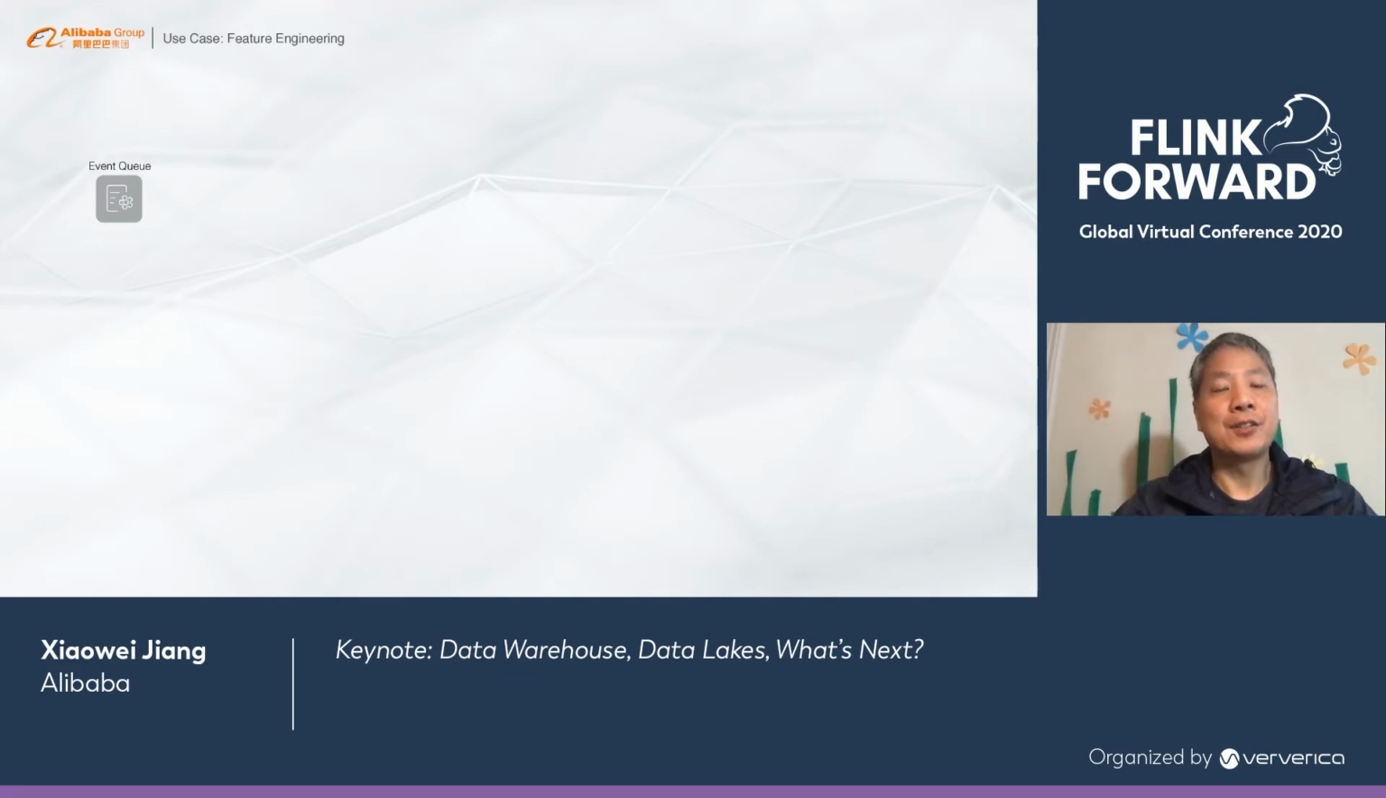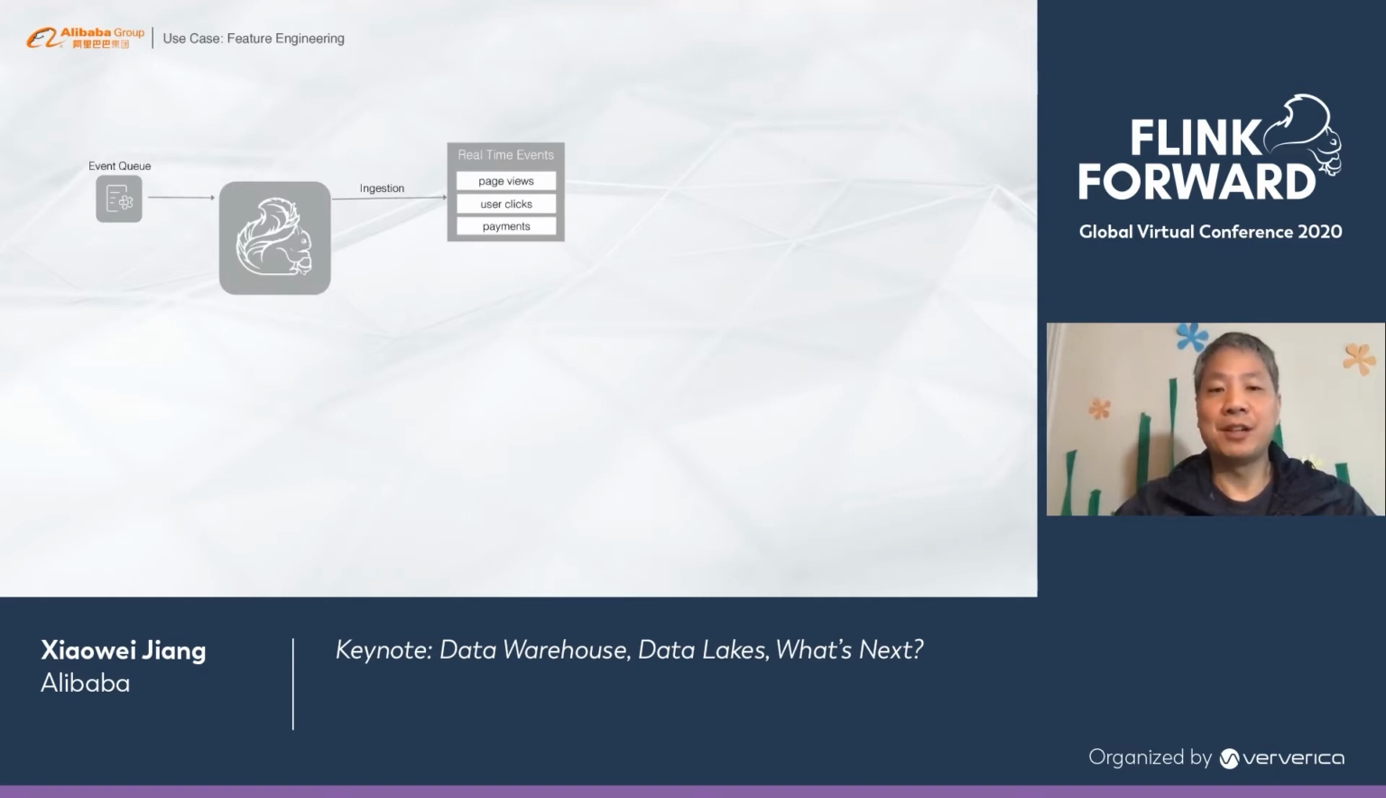So the first stage in doing machine learning is feature engineering. Here, we want to ingest all these events into our system as event tables. And we use Flink for doing that. In this step, Flink will clean up the data and do whatever normalization is needed.